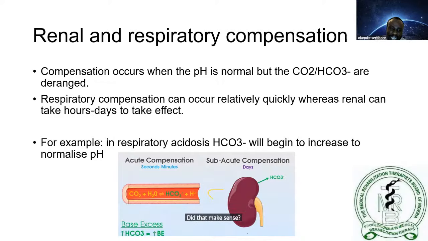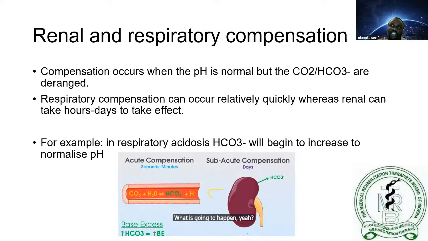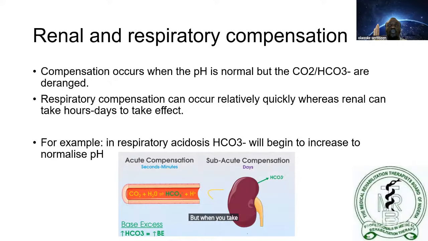Let me repeat again. Let's say you've got somebody that's normally very fine, now they are being overdosed on morphines. What is going to happen now? They are retaining CO2. CO2 will start making monkeys and hydrogen. And why is the monkey being made? Monkey is just to remove the hydrogen ion. So that means there will be a slight rise in the monkey in the body, but it will still be within range. But when you take the ABG, their CO2 will go up, their pH will start dropping. But monkey might go up, but it will still be within range, if that makes sense to you.